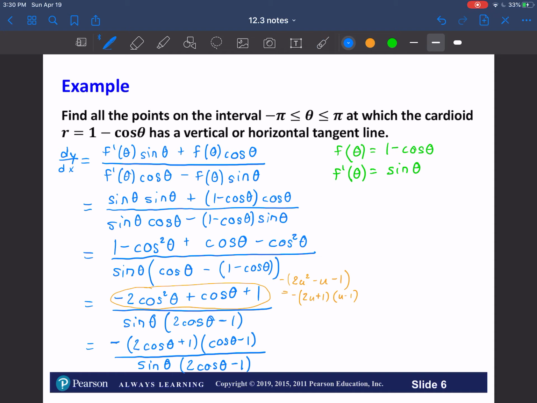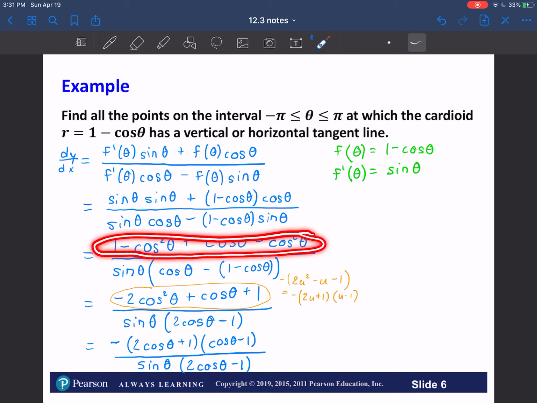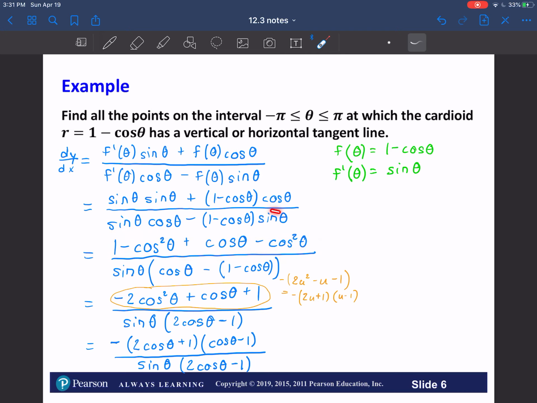The thing to notice here, the reason I cared to do this sort of simplification, is because in order to find vertical and horizontal tangent lines, I need to notice when the numerator is 0 and when the denominator is equal to 0. That is really difficult to do if I just leave it like this, or like this, for example. I need to factor the numerator and the denominator as much as I can to make this a more promising problem. All right, so I have essentially done that here.